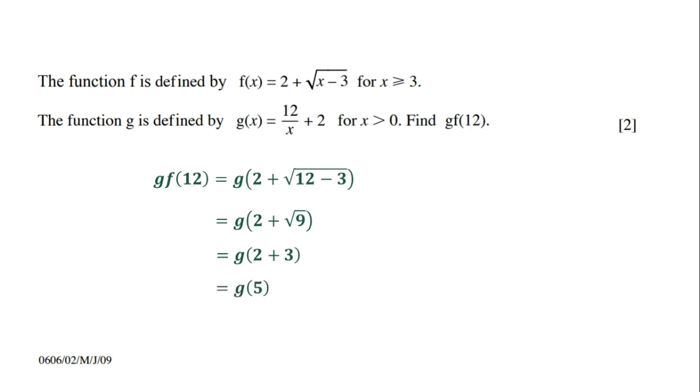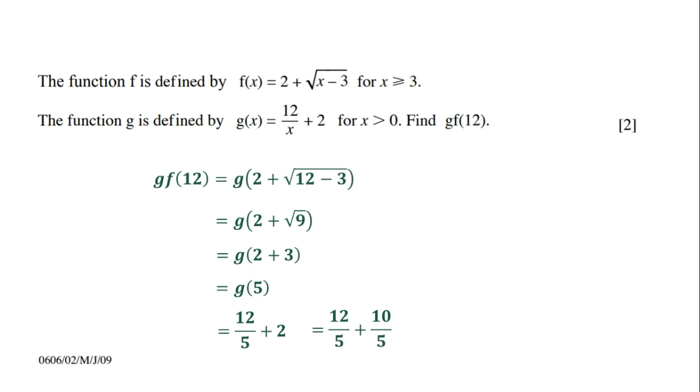So we are now going to evaluate g of 5, meaning we change the value of x to 5 on the g. The value of the x here will become 5. It will become 12 over 5 plus 2. And 12 over 5 plus 2 is equivalent to 12 over 5 plus 10 over 5.